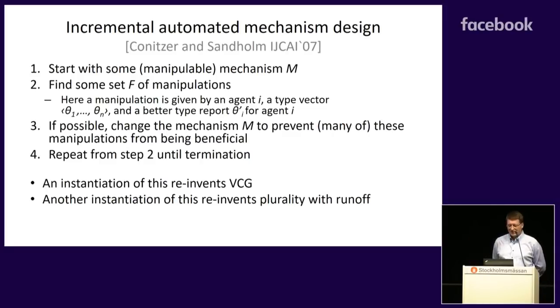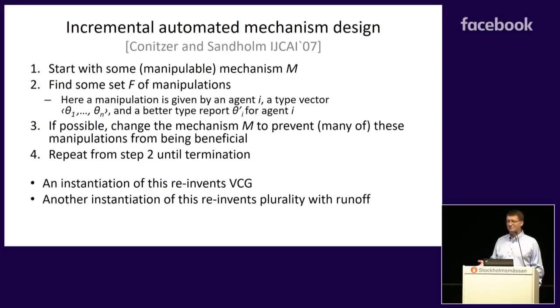So we start with some manipulable mechanism M. We find some set of manipulations F. Here a manipulation is given by an agent I, a type vector of all of the players, and a better type report. In other words, a beneficial lie for agent I. And of course, there's a lot of choice here. Do we find one manipulation, one per player, the best manipulation, best per player, or all of the manipulations, and so on? 3, if possible, change the mechanism to prevent many of these manipulations from being beneficial.